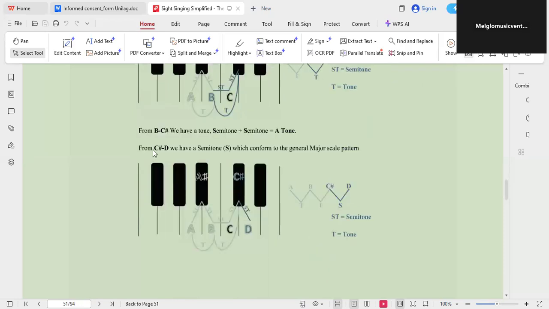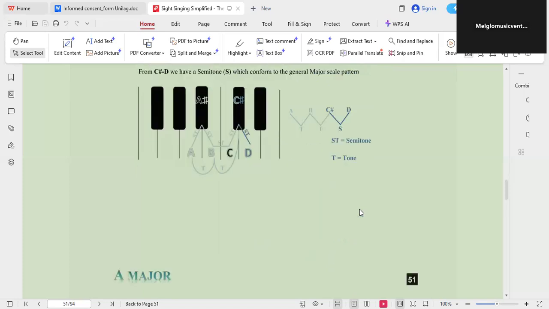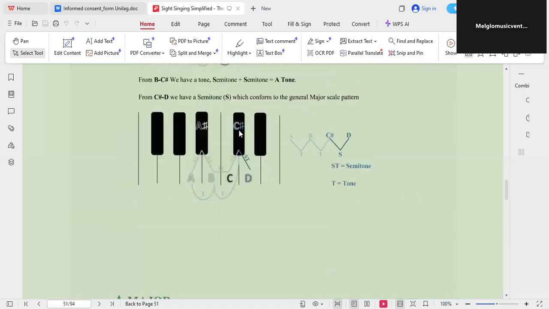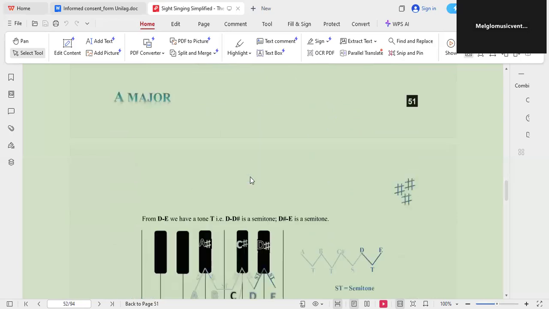Then we go from C sharp to D. Remember, we're on C sharp now, and what we need now is a semitone. From C sharp to D, we have a semitone, which conforms to the general major scale pattern of tone, tone, semitone, tone, tone, tone, semitone. The semitone that we need has landed us on D. So we are on D now.